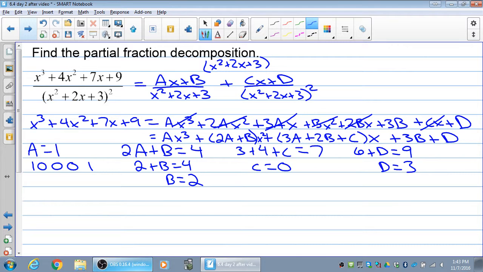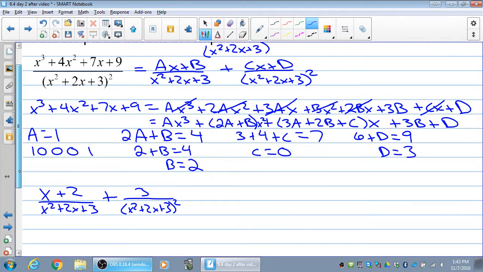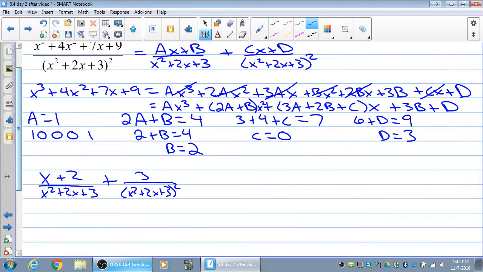A is 1. So x plus 2 over x squared plus 2x plus 3. C is 0, so we have 3 over x squared plus 2x plus 3 squared. Good stuff.